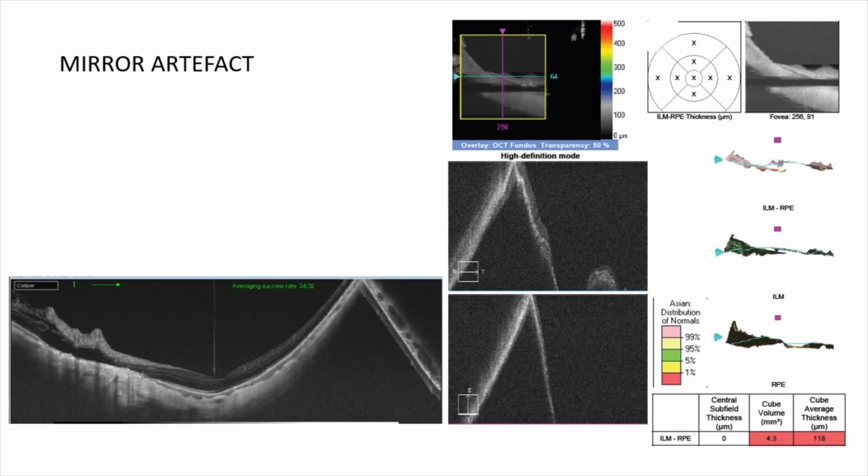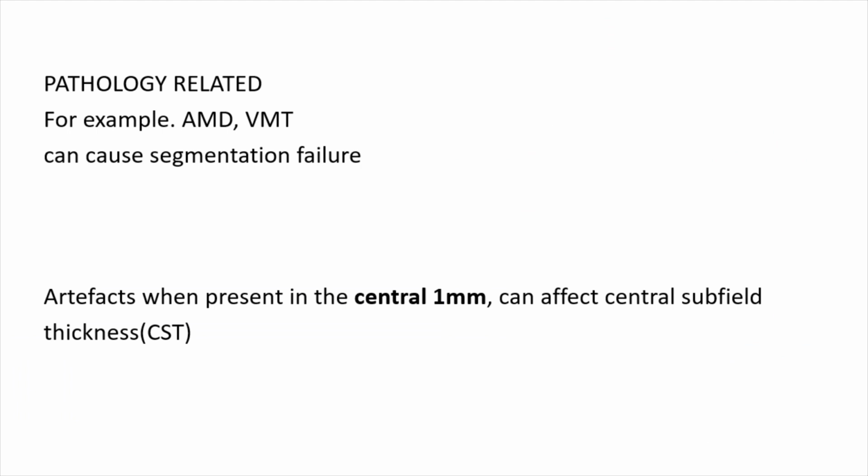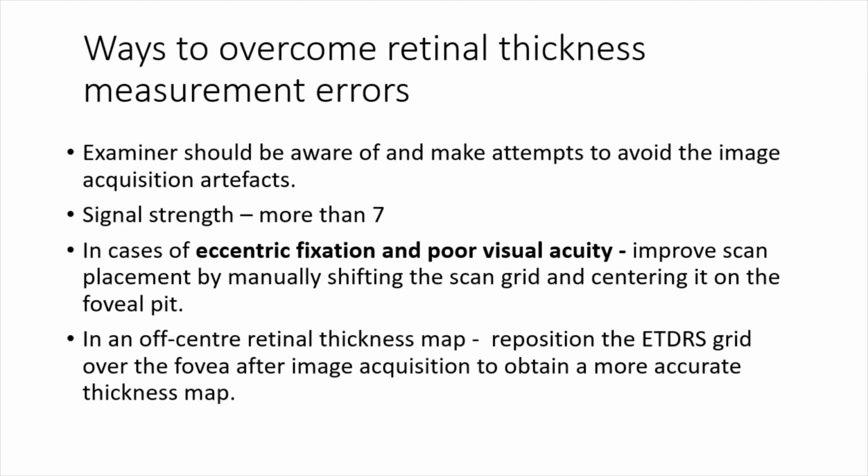A mirror artifact, when it comes in the center, the measurements cannot be calculated. In AMD or in patients with VMT, again it might cause segmentation failure. When these artifacts are present usually in the central 1 mm, then the subfield thickness which we get is not reliable. So how to avoid this?